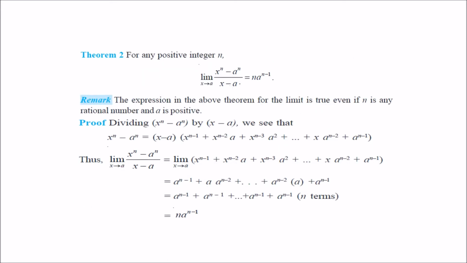Now there are certain theorems which you have to understand very well, because this is going to give you the correct form when you are going to solve the problems. So limit x tends to a, if it is of the form x to the power n minus a to the power n over x minus a.